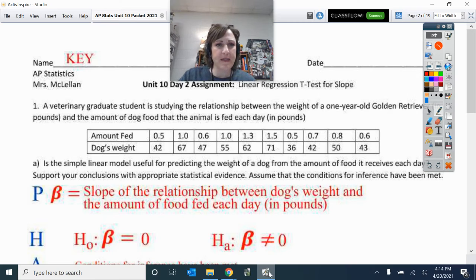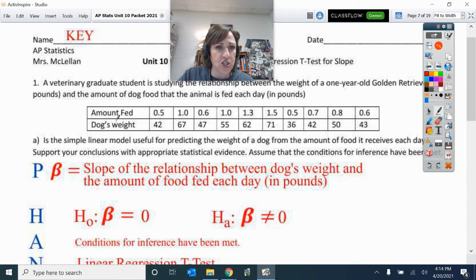All right, let's go over some things here. We'll first do our linear regression t-tests assignment, our first assignment here. So here we were asked to see if there's statistical evidence of a linear relationship between the amount of food that is fed to the dog and the dog's weight.